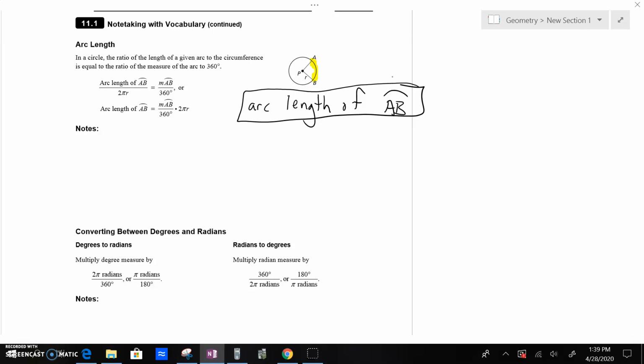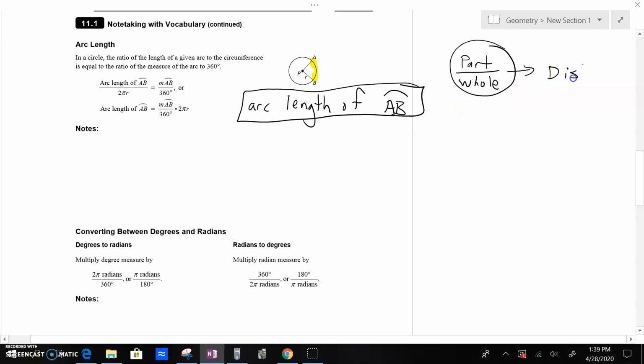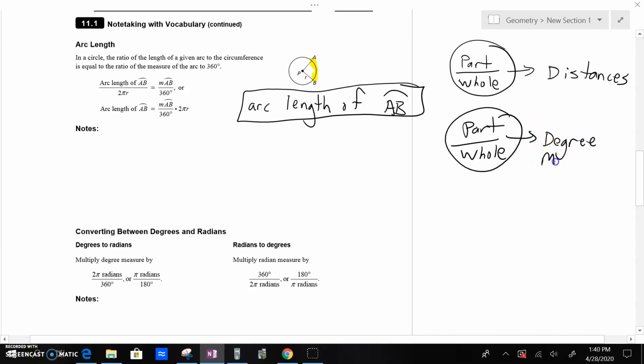And the way you do it is actually a pretty simple way, and it's kind of cool. We're going to blend what we did last chapter with what we did this chapter. What we're going to say is, let's make a ratio. So the way you make a ratio, part over whole. So part over whole. We can do that with distances. And then part over whole, we can do that with degree measures. So degree measures. And the degree measure of an arc is something that we did in chapter 10. So this was what we did in chapter 10.